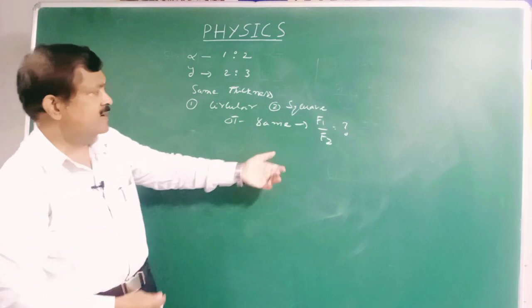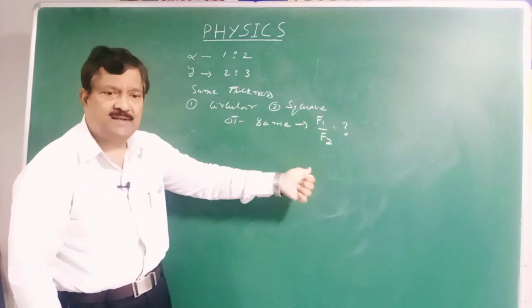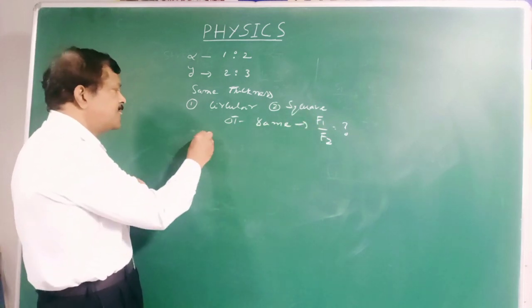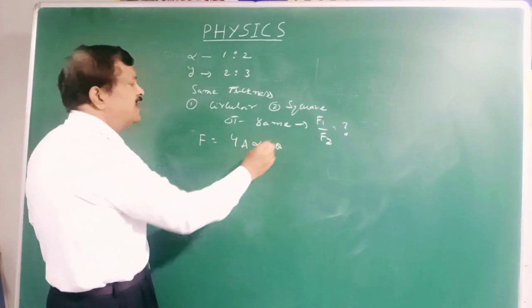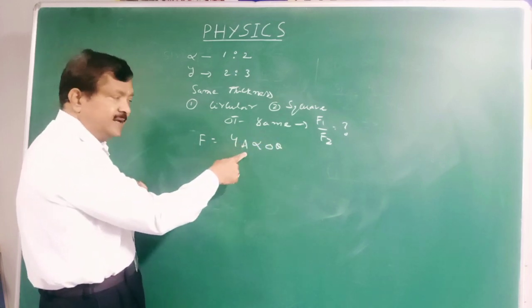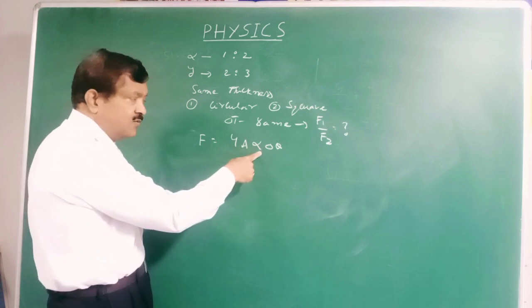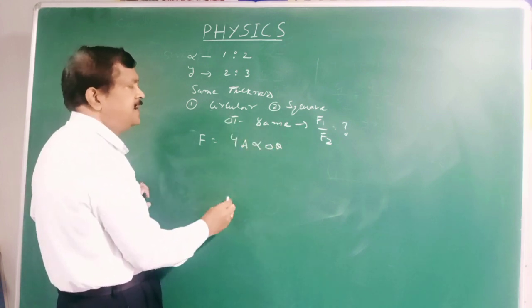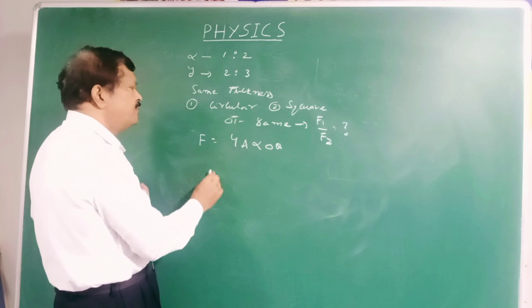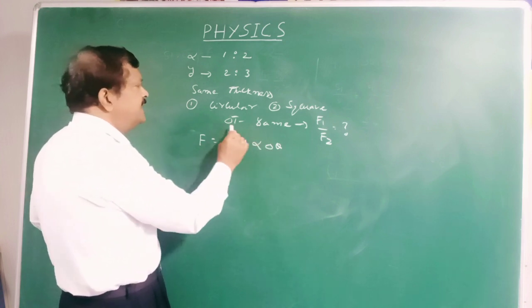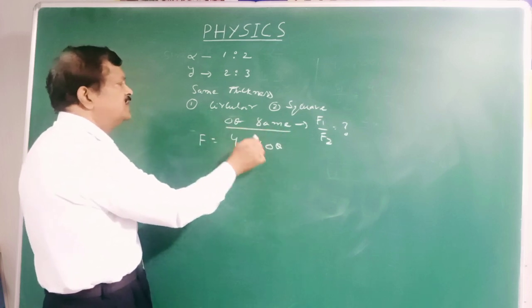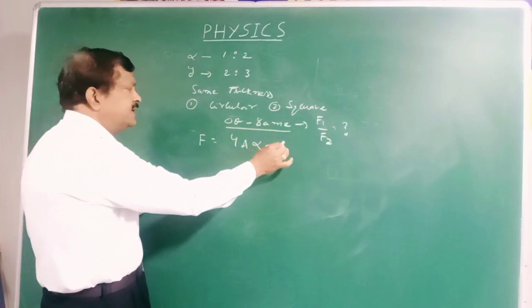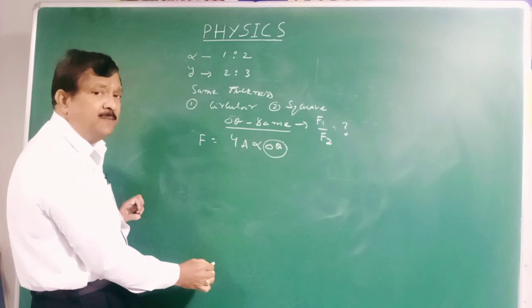Right, let us move on. Force ratio we want. What is the basic equation for force? Force is YA alpha delta theta. Young's modulus, area of cross section, alpha, coefficient of linear expansion, and change in temperature. Now, in this equation, delta T or delta theta or change in temperature is same for both of them. So, delta theta is not a variable in our problem.